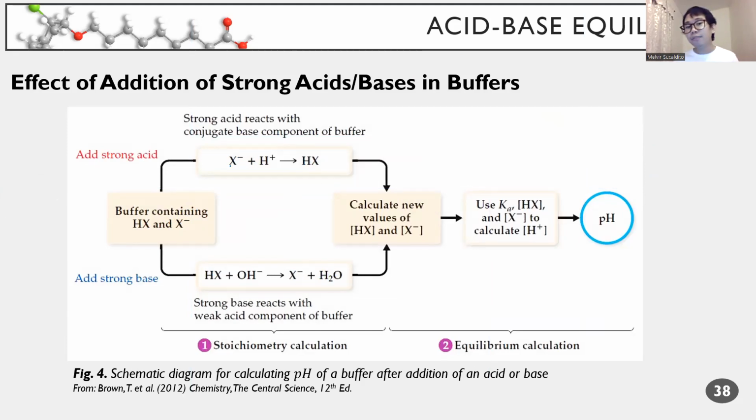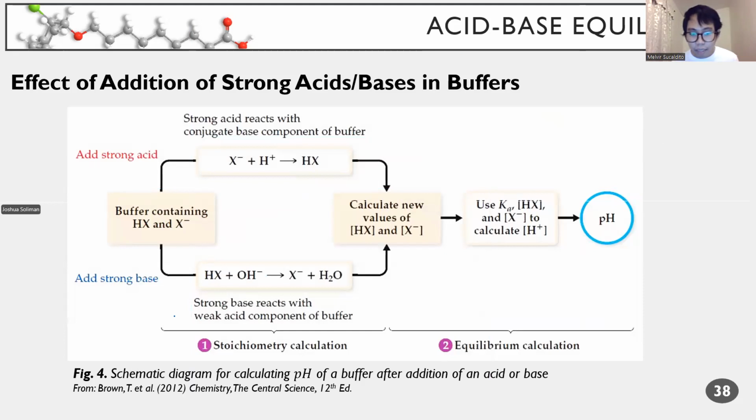And actually, after considering the stoichiometry of the reaction, you can then calculate the new pH of the solution. Is this clear?